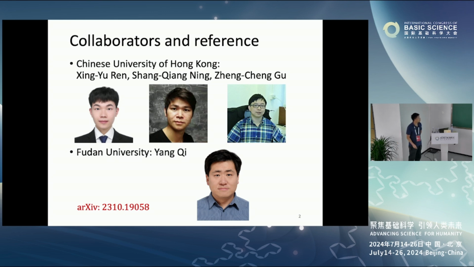This work is done with these gentlemen: Xinyu Ren and Shang Jiangning, who are from the group of Zheng Tenggu at the Chinese University of Hong Kong. Xinyu Ren is a graduate student, and Shang Jiangning was a postdoc. Another gentleman is Yang Qi from Fudan University, and most of the computation about complicated groups, such as some very complicated point groups or space groups, is done by Yang Qi's code.